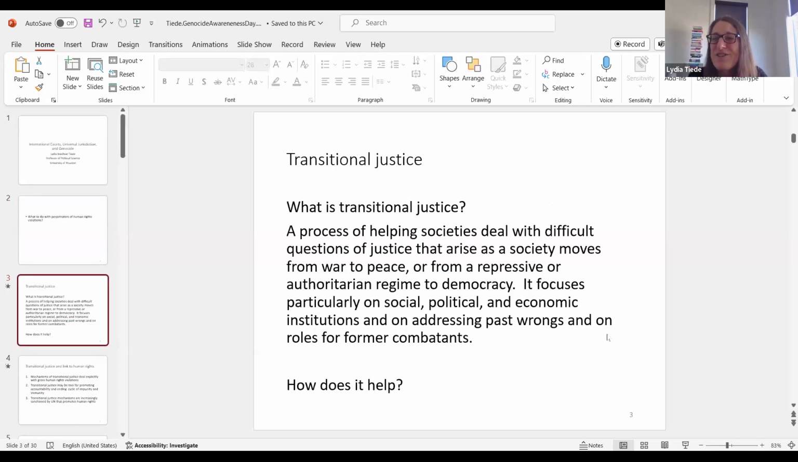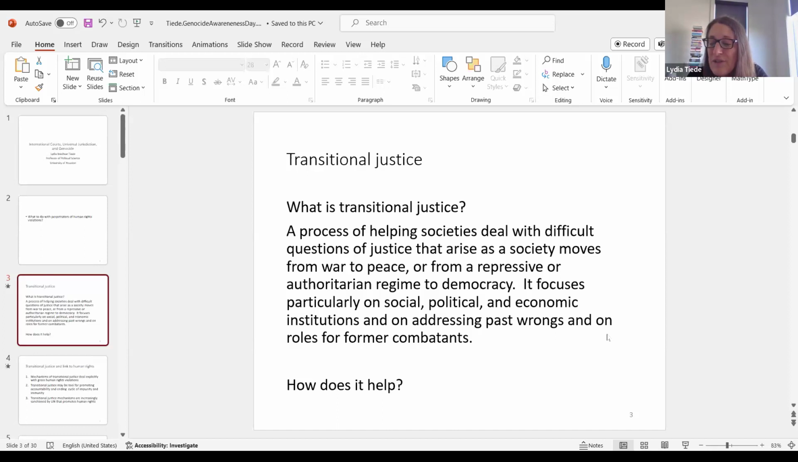This is a big issue of what do we do after these atrocities? So I have this definition that's kind of a pat definition that's in a lot of research, with people with academic expertise. Transitional justice is a process of helping societies deal with difficult questions of justice that arise as a society moves from war to peace, or from a repressive or authoritarian regime to democracy. It focuses on social, political, and economic institutions and on addressing past wrongs and on roles for former combatants.